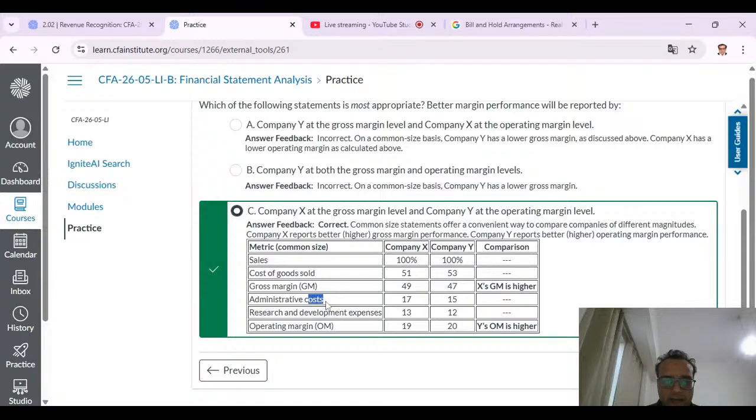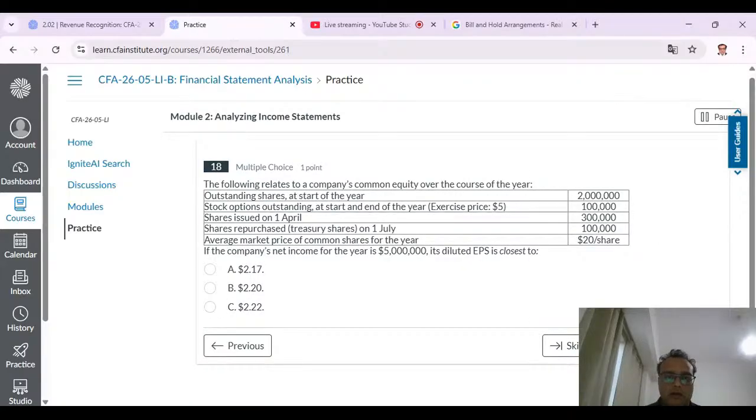Then administrative cost is 17, and R&D operating margins, so Y's OMs is higher. The following relates to a company's common equity over the course of the year. Outstanding at the end of the year is 2 million. Stock options outstanding at the start of the year, exercise price is 5. Shares issued on 1st April is 300,000.